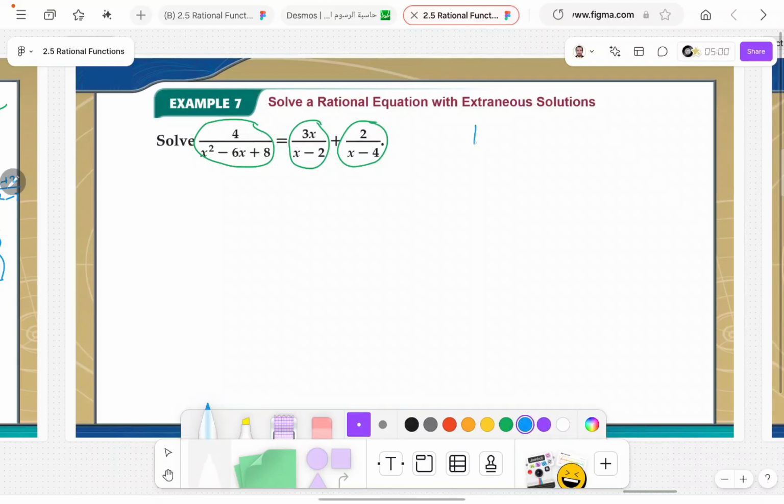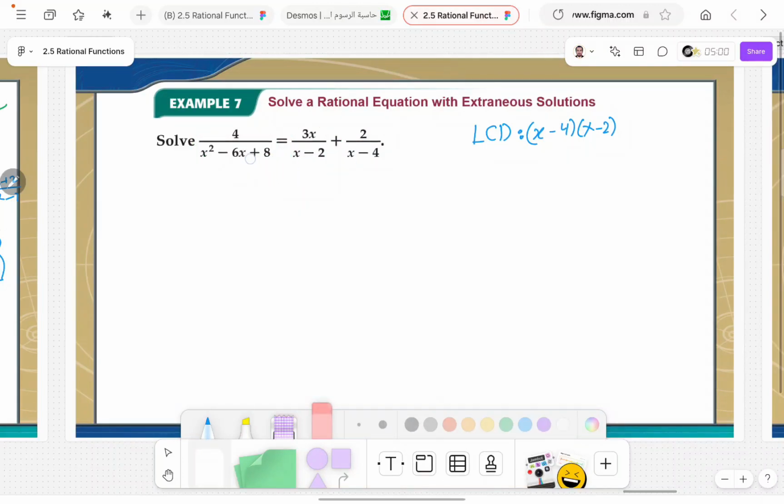And we find the LCD, the least common denominator. So I have x minus 4. In this term I have x minus 2. In this term I have this quadratic function. When you have a quadratic function, try to factor it. What are the factors of this quadratic function? The factors are x minus 4 and x minus 2, right?